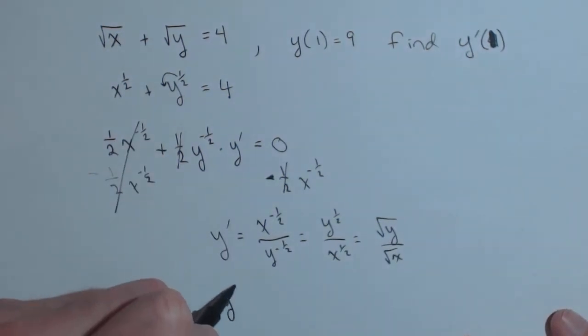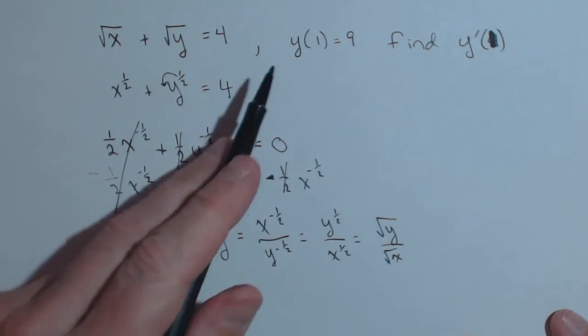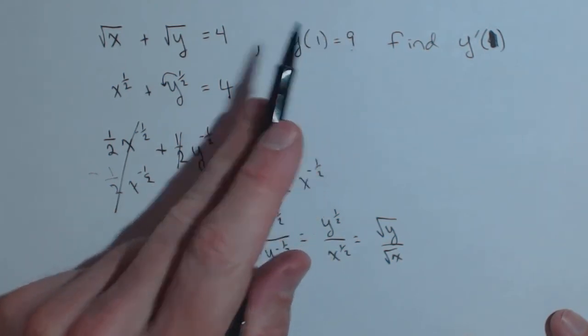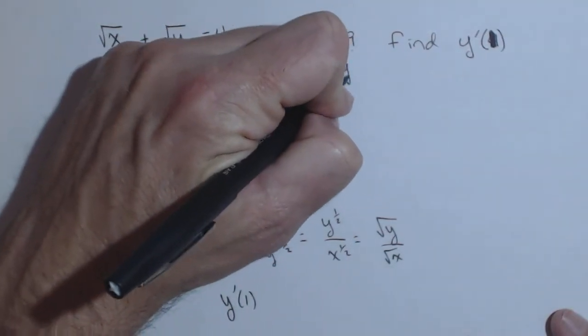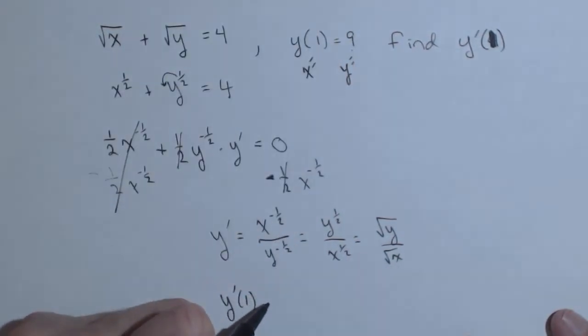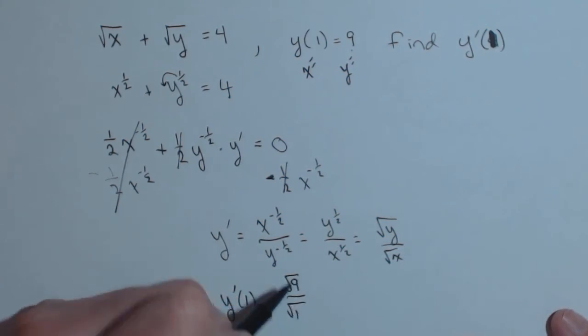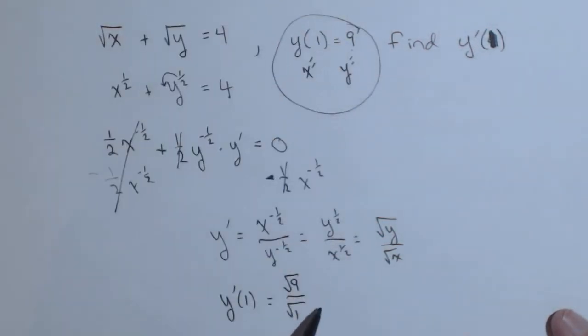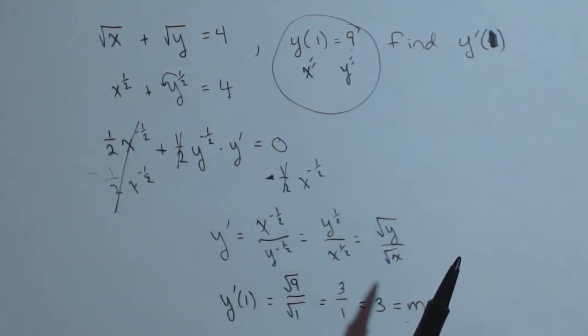We wanted y prime of 1. So we know that when x equals 1, y equals 9. That's the point it needs to go through. So we have square root of 9 over square root of 1. That's where we get those values from. So 3 over 1, or 3, is the slope of our tangent line. And if we needed to make the tangent line, we'd have our slope and our point, and we could create our tangent line.